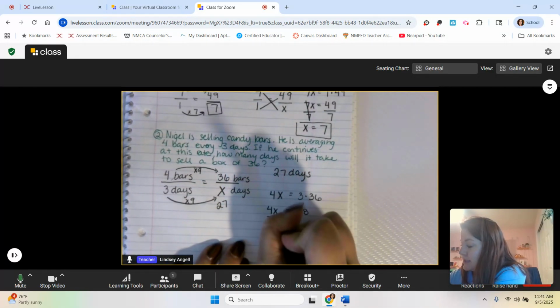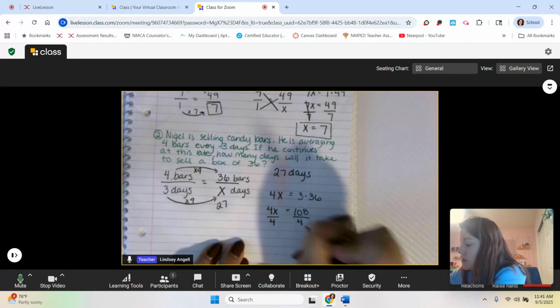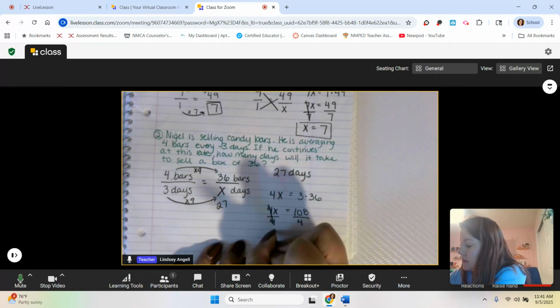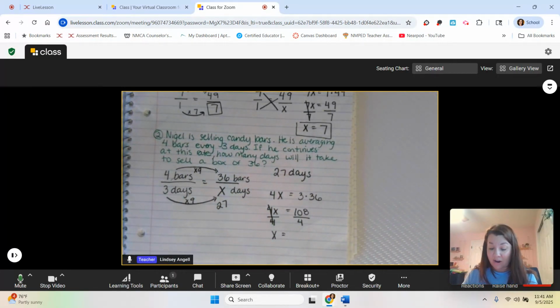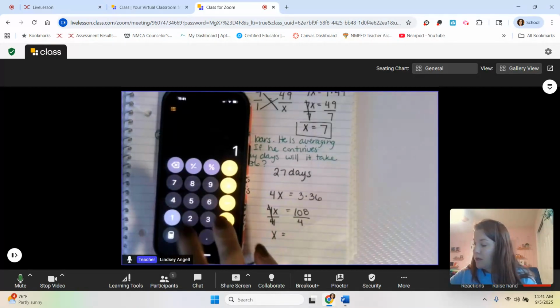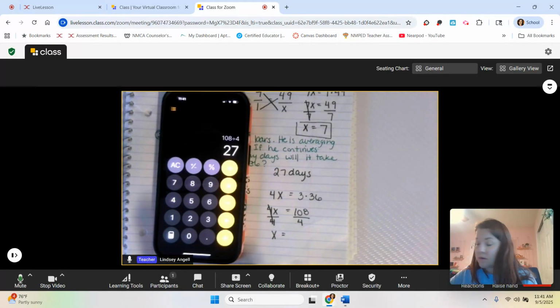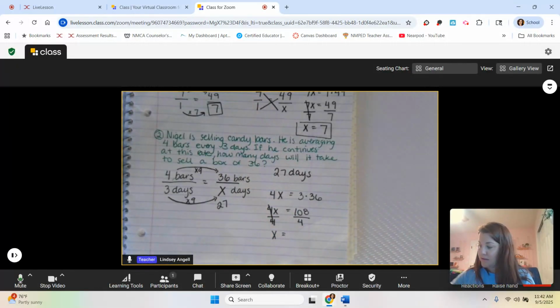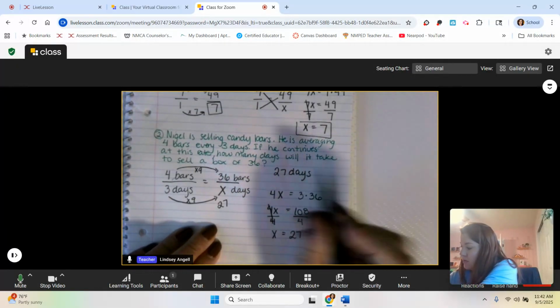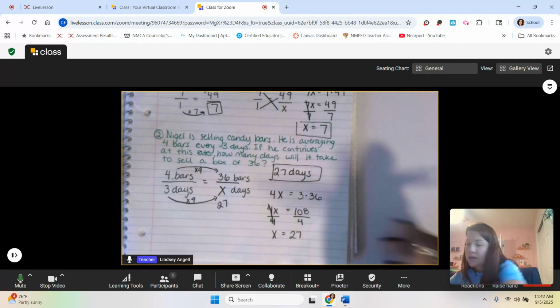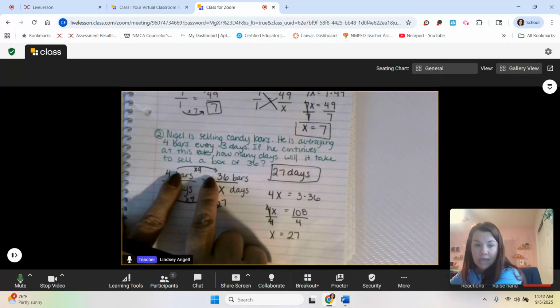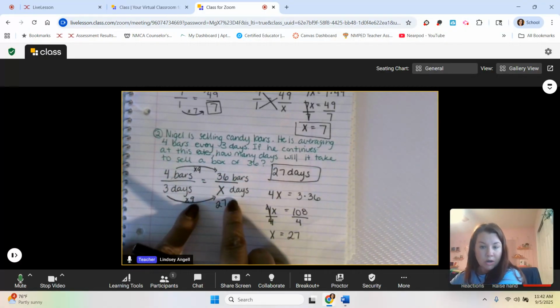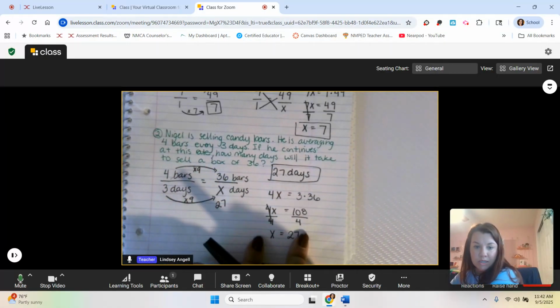So now I have 4x equals 108. To get x by itself, I need to do the opposite operation, which is division. Those cancel. So x and then 108 divided by 4. We could even check it in our calculator. Let me get that set up. 108 divided by 4. Oh, there it is, 27. Okay, so either way, we got to that 27 days. All right? Again, use this when you can because it's quicker, but if the numbers aren't obvious to you, this method works all the time.